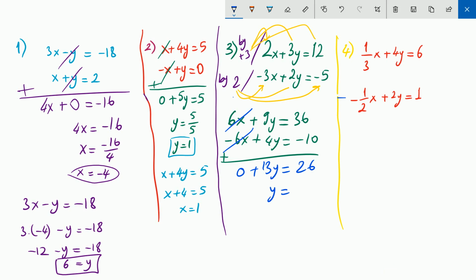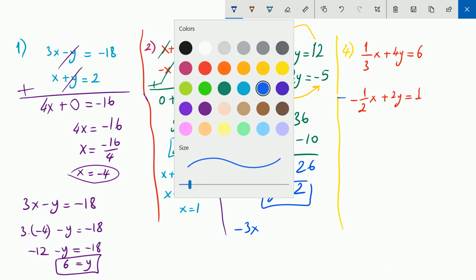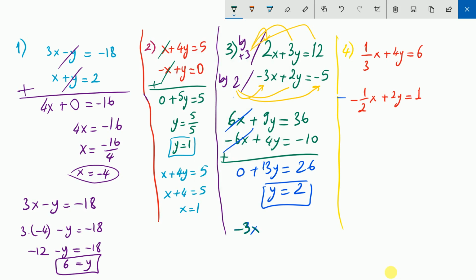y will be 2. So let's replace y with 2 in the second equation. Negative 3x plus 2y equals negative 5. We found y is 2. So 2 times 2 is 4, and negative 3x is here. So negative 3x plus 4 equals negative 5, and 4 goes to the right side as negative. So x is 3. x will be 3, guys.